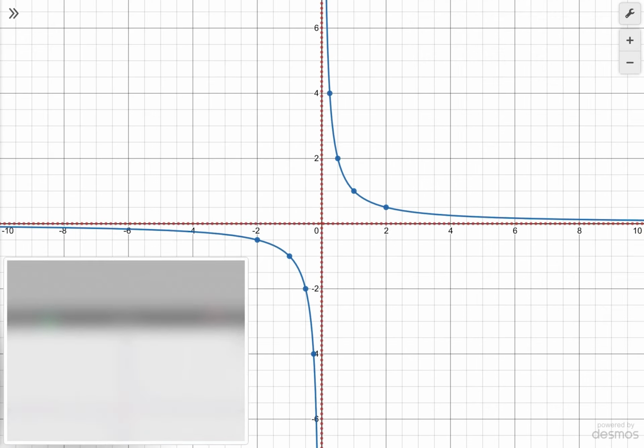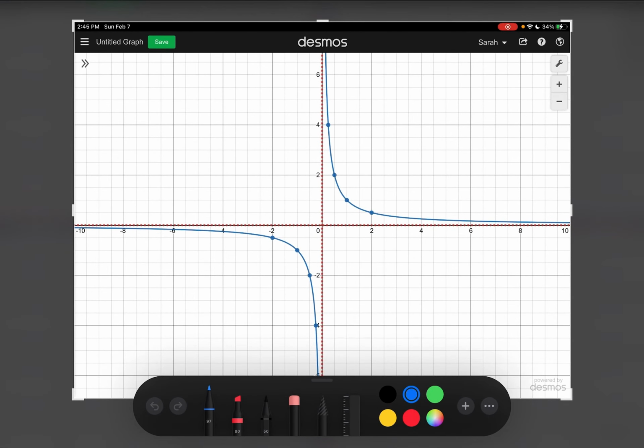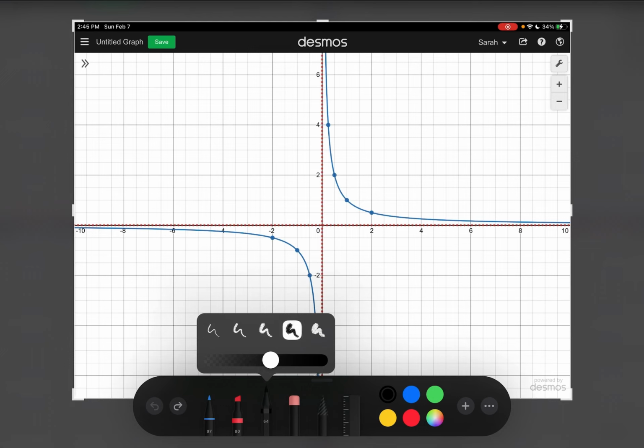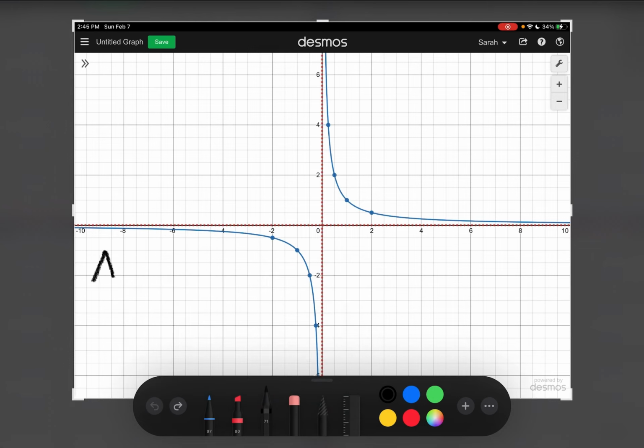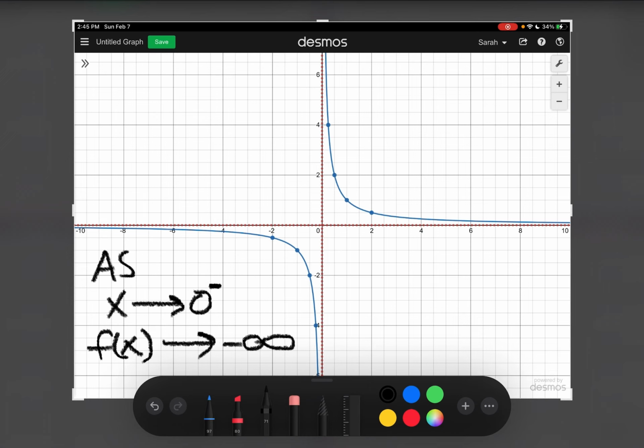So let me give you guys a little bit of notation here, so we can mark it up. So as my x values are approaching 0 from this side of the graph, from the left-hand side, to show that it's from the left-hand side, I'm going to do that little minus sign there. So as my x values were getting closer to 0, what was happening to my output? Well, my output was going down towards -infinity. It was decreasing very rapidly. So that's what was happening as I approached the left side of this graph.